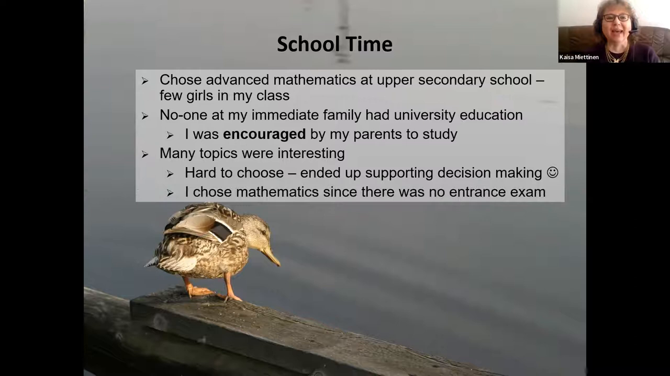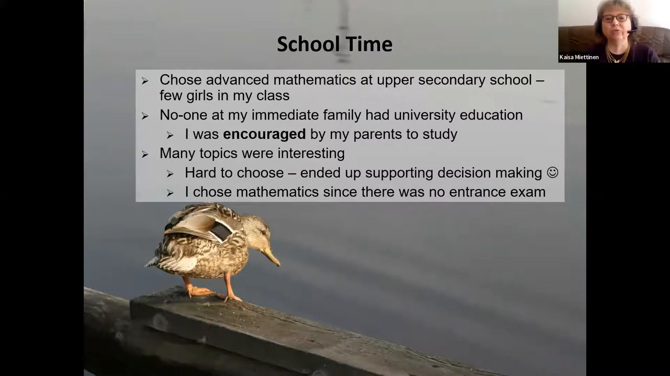So it was possible to apply to study mathematics at the university without attending any entrance exam, just based on how well I had managed at school. Because I couldn't choose which entrance exam to prepare for, I chose mathematics because my records at school were good enough. So that was the choice made.